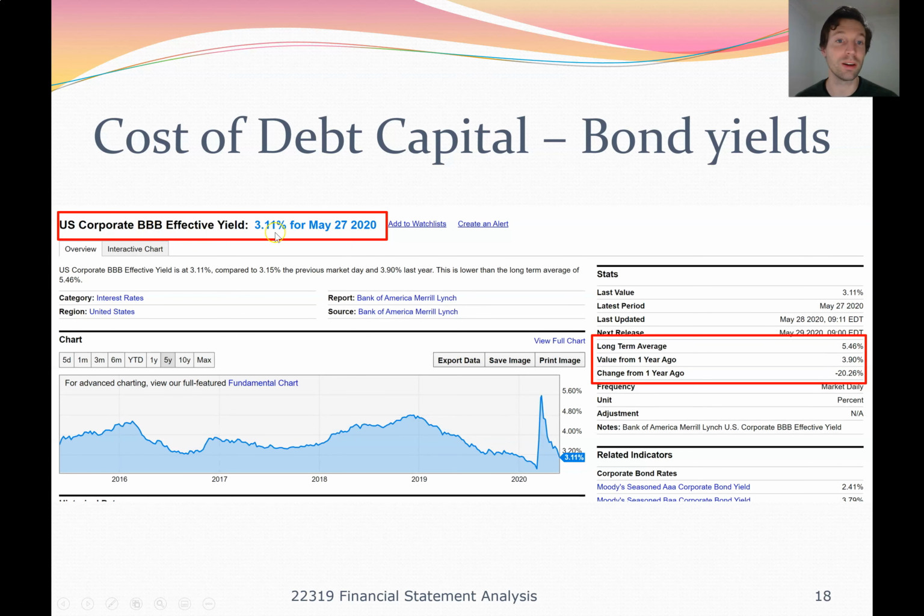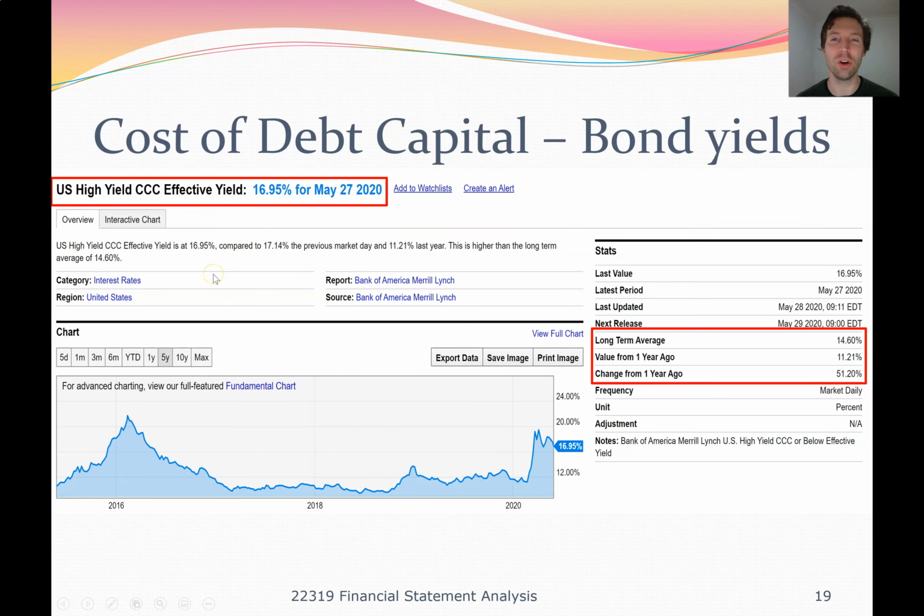Triple B, currently 3.11%. So the spread between a AAA and a triple B is not huge, a bit over 1%. But then we look at the lower rated companies, the triple C rated companies. Currently, they need to pay about 16.95%. A year ago, that was about 11%.